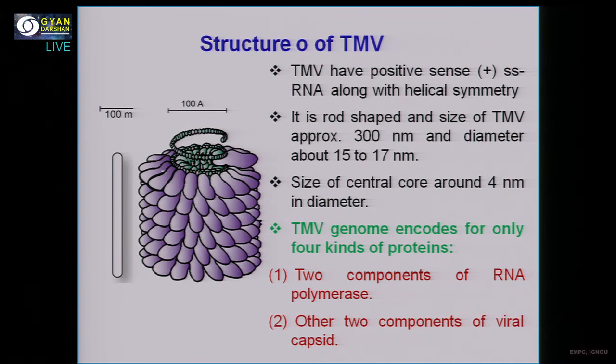The structure of the TMV. The TMV has positive-sense single-stranded RNA along with helical symmetry. You can see the helical symmetry here. The scale is 100 nanometers. You can see the helical structure. It is rod-shaped, and the size of the TMV is around 300 nanometers in length and about 17 nanometers in diameter. The central core is around 4 nanometers in diameter. The TMV genome encodes only four kinds of proteins: two components of RNA polymerase and the other two components of the viral capsid.